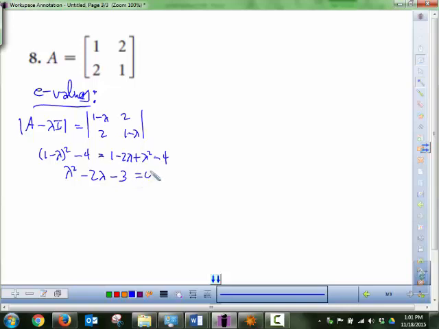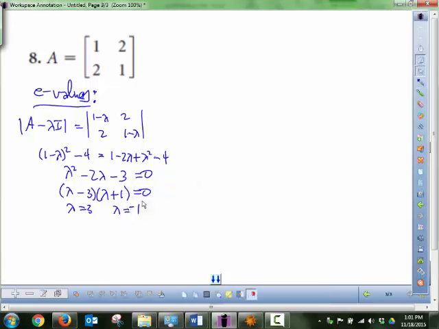This should be easily factorable. Lambda minus 3, lambda plus 1. And so we got lambda is equal to 3 and lambda is equal to negative 1. We have two distinct eigenvalues, so we're not going to have any issues about multiplicity here. So this should be pretty easy.